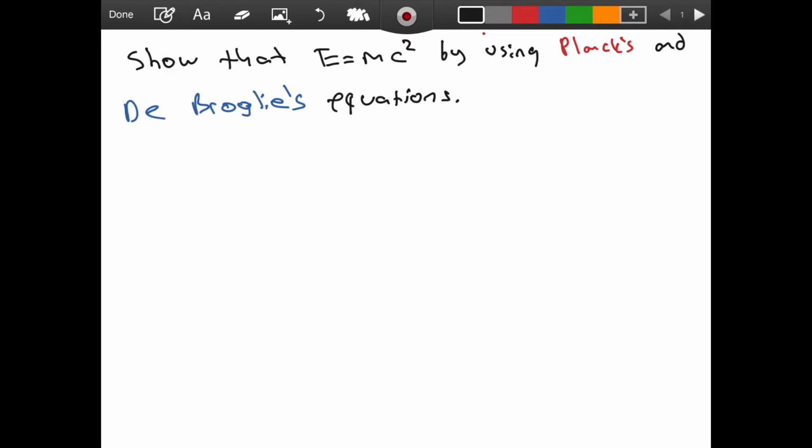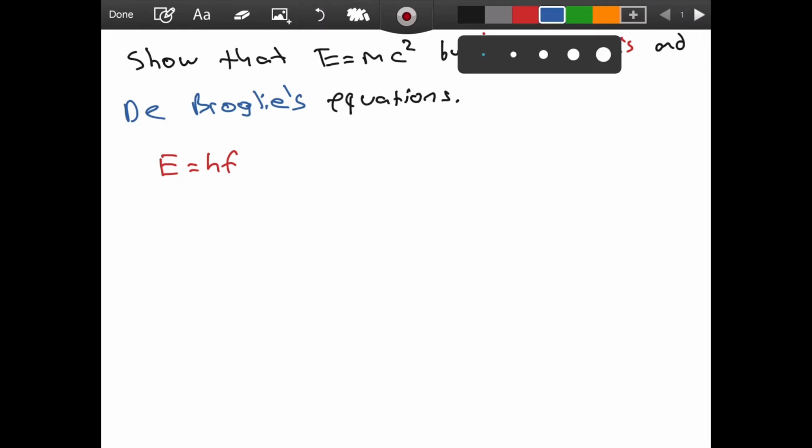Well, you might be saying, okay, what are Planck's and de Broglie's equations? Well, Planck's equation is E is equal to h times f, where E is equal to energy, h is equal to the Planck constant, and f is just the frequency. You could use nu instead of f, but I prefer not to use it because it is very similar to the letter v, and you know that v is used for speed, so I don't want any confusion. But as I said, you can totally use it as well. You can use any symbol that you like.